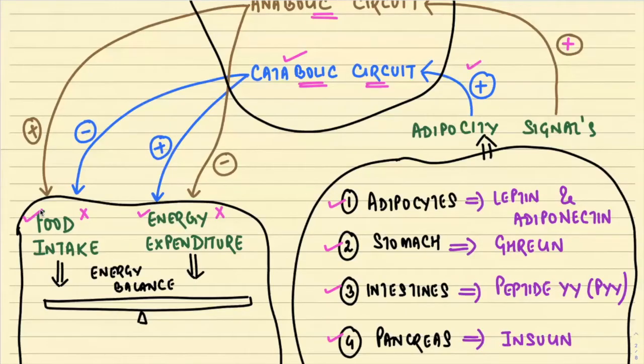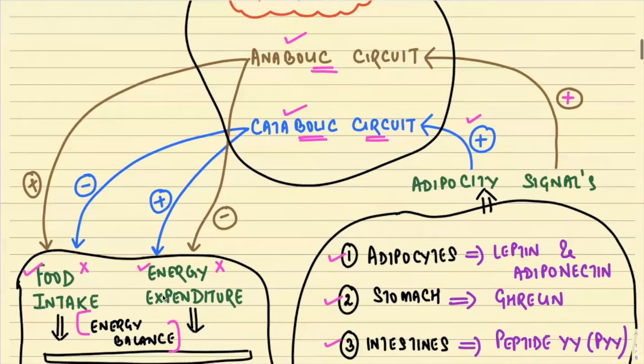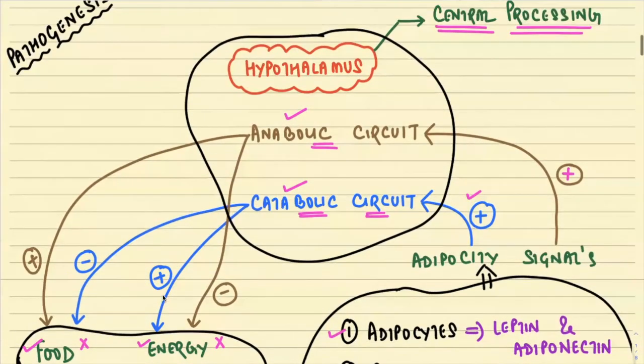So normally in our body, both the anabolic and the catabolic circuit are working with each other so that they maintain proper energy balance. Neither should there be excessive food intake, nor should there be excessive expenditure. Both of them should be balanced with each other. This is what normally it should be. Okay, and this is basically regulated at the level of the central processing unit, that is the hypothalamus.